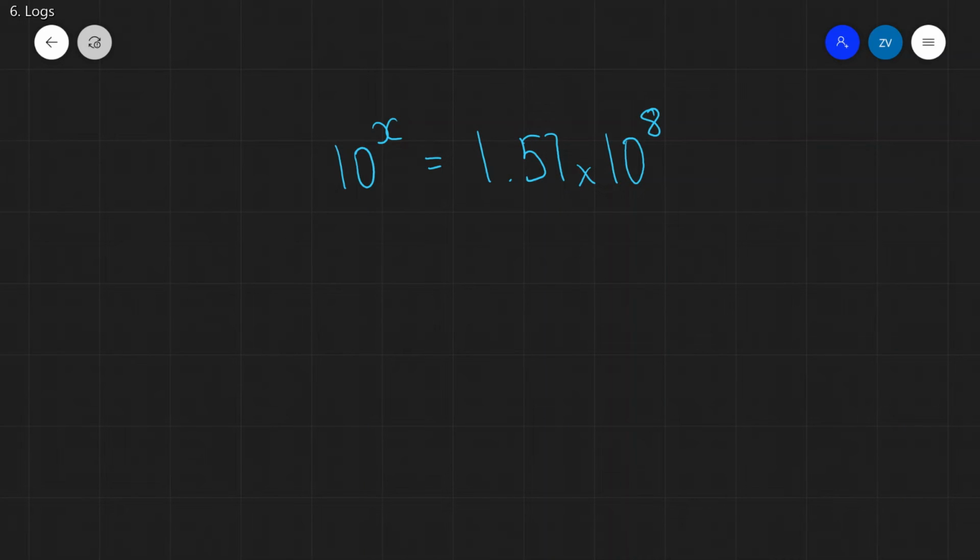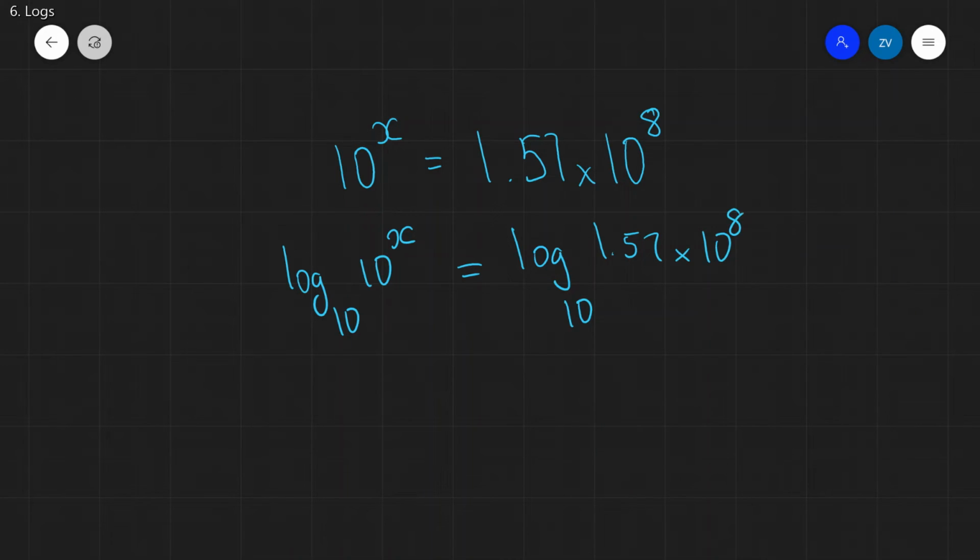Let's do one more log example. We have the following equation: 10 raised to the power of x is equal to some large number, 1.57 times 10 to the power of 8. Remember, in order to find x, what we need to do is take the logs of both sides, and I'm going to take log base 10 of 10 to the x, and this will be equal to log base 10 of 1.57 times 10 to the power of 8.